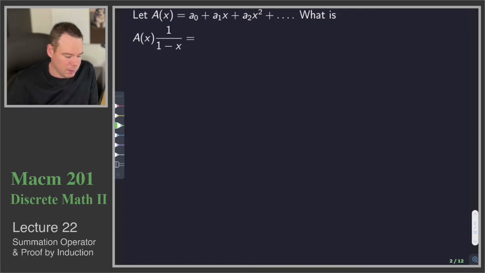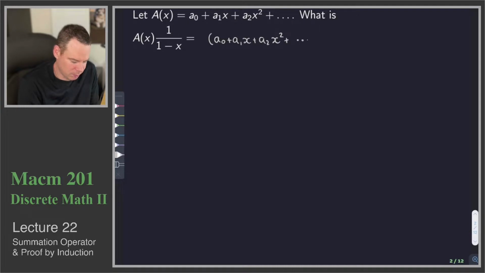So we're going to let a of x be the generating function for that sequence a0, a1, a2, and so on. What is a of x times 1 over 1 minus x? Well, a of x, we can write it out in full, or at least as many terms as we can in order to start to spot a pattern. 1 over 1 minus x, that's the rational form of the power series 1 plus x plus x squared plus x cubed plus dot dot dot.